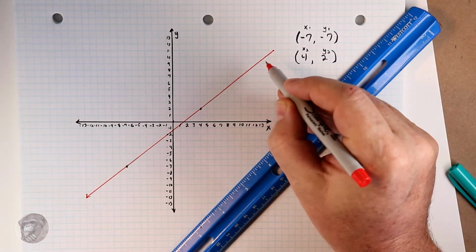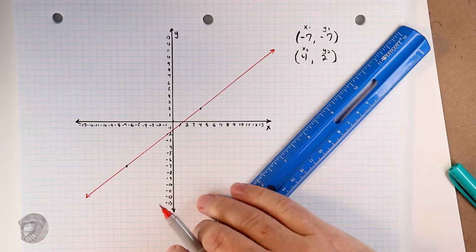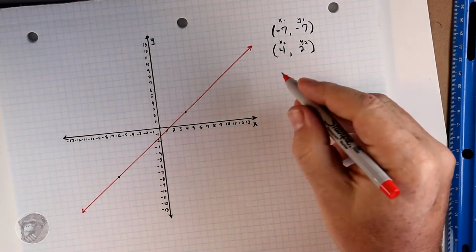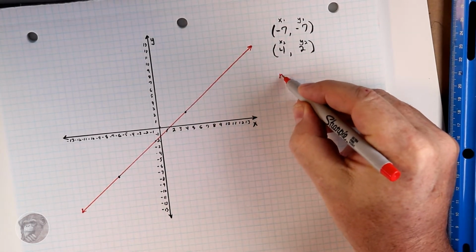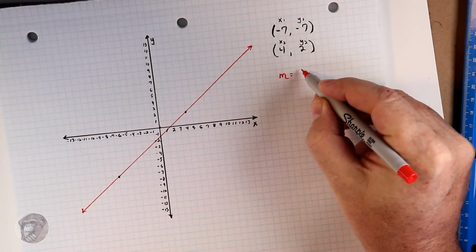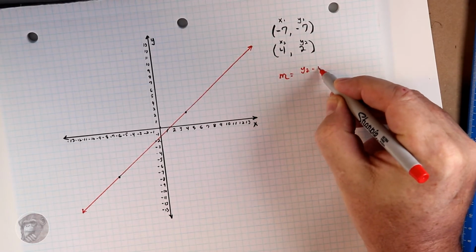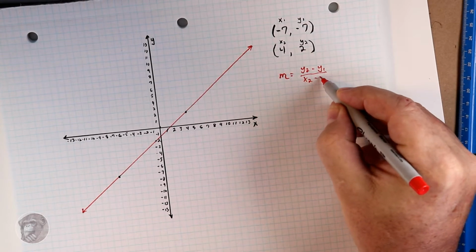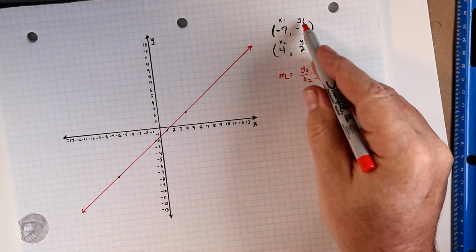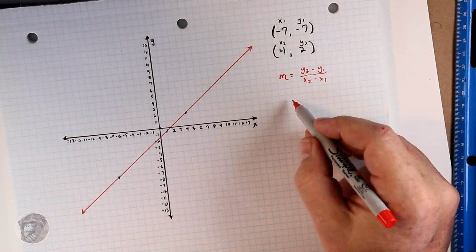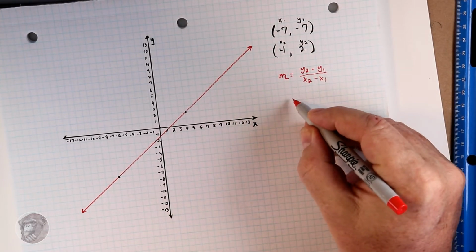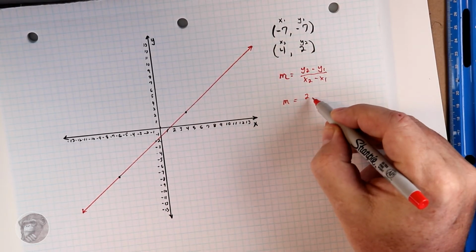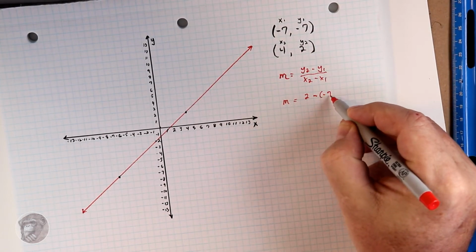So when we find the slope, we're going to use the formula. Let's go with m equals y2 minus y1 over x2 minus x1. So we have our x's and our y's. Let's start off with our y's. So m equals y2 is 2 minus a -7.